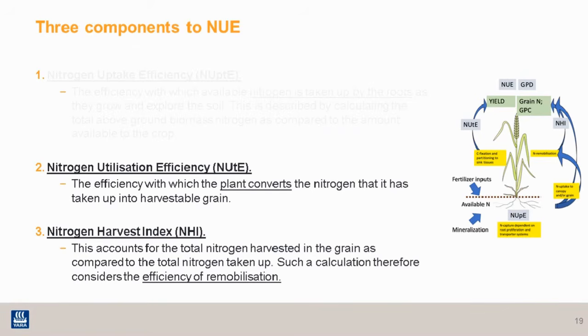As Natalie mentioned right at the outset there, nitrogen use efficiency isn't just one single component. It's got a number of attributes to it. So I'm just going to run through mainly the second one there, which is about the utilization efficiency of nitrogen.